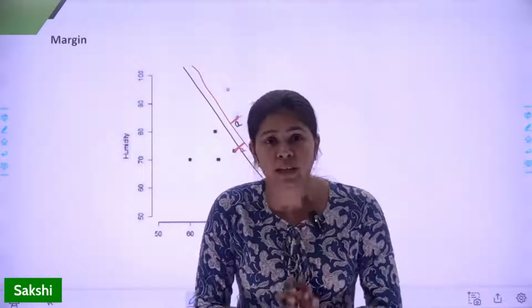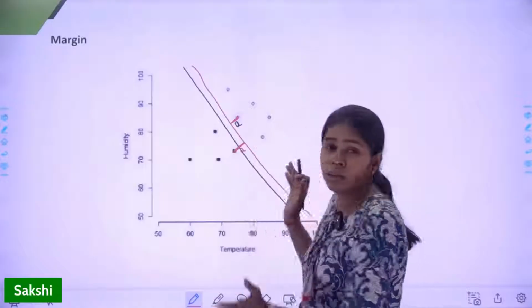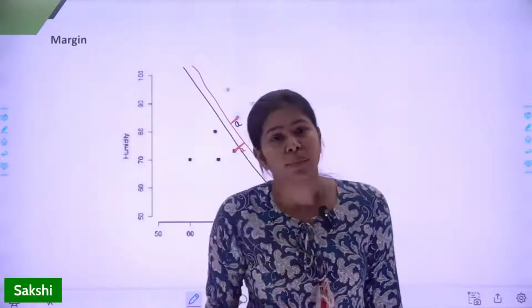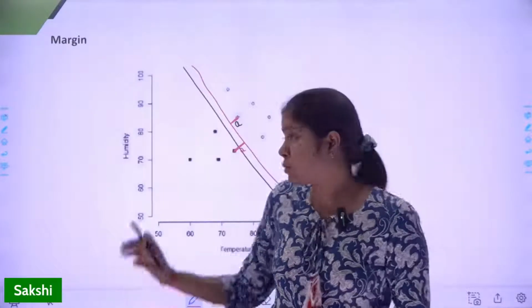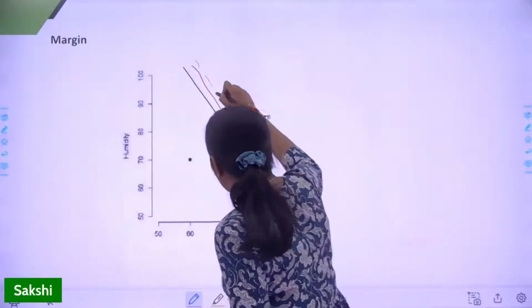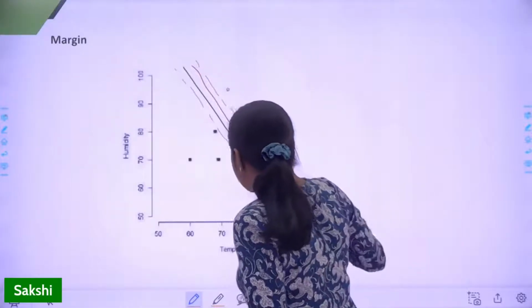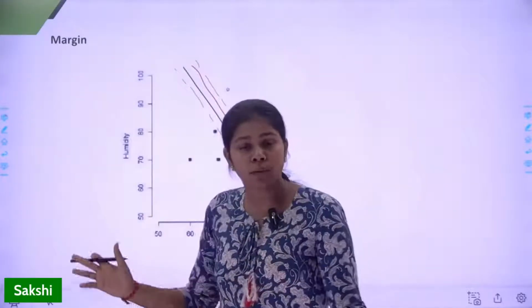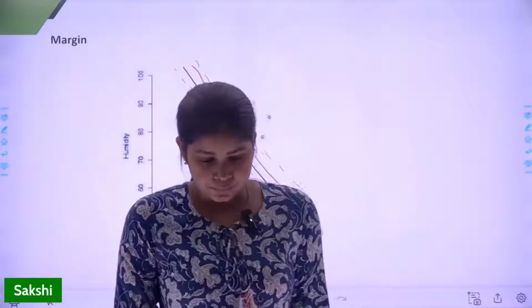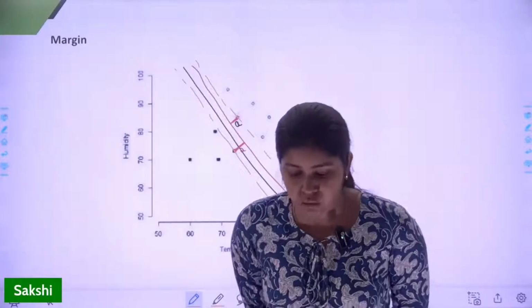Now the problem here is that I have to maximize this margin, right? Let's suppose this is the region in which I have chances of error, and I have to maximize this width, right? So how do I do that?